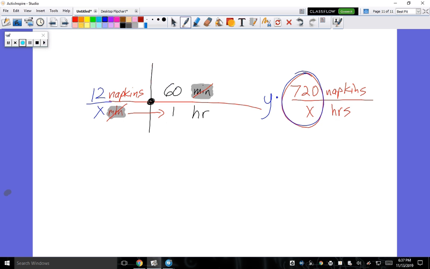You with me? So when I multiply by y, and technically it's y hours, which is y hours over 1, what happens to the hours? They cancel. And all you're left with is napkins. So it would be multiply straight across. That's how many napkins you would do in y hours. Does that make sense? Fractions for sure. What else? That's a good question.